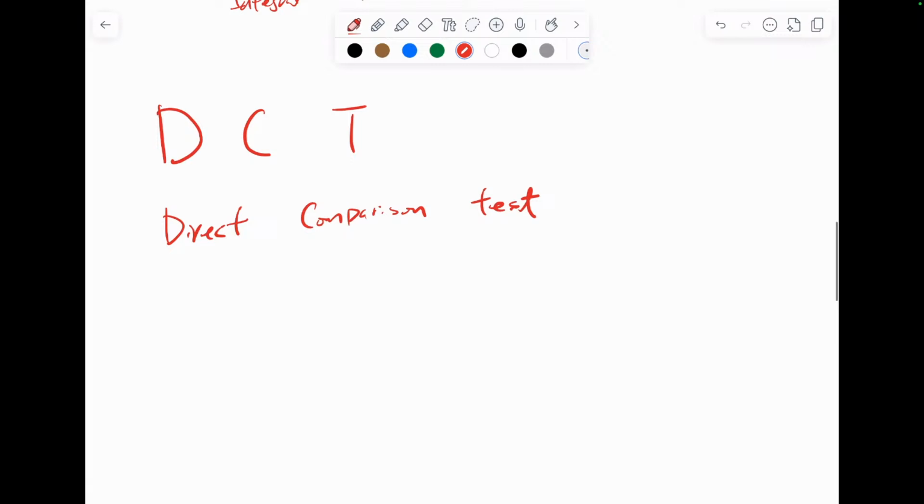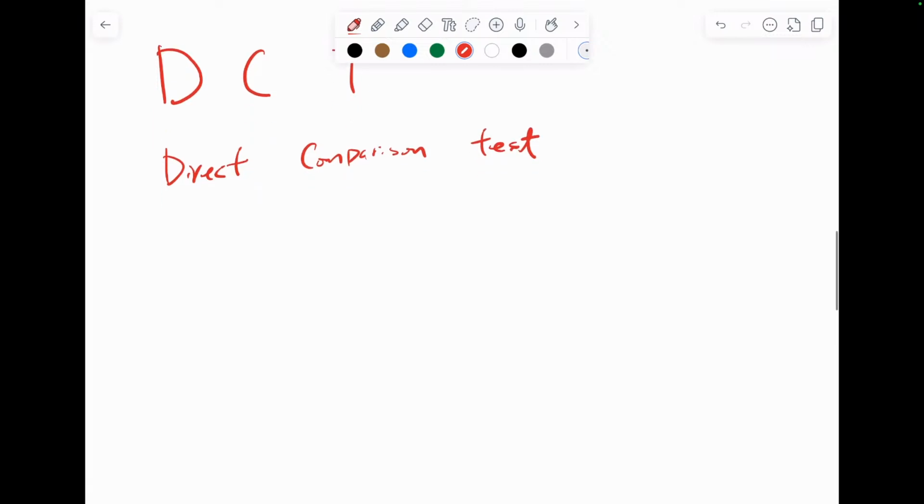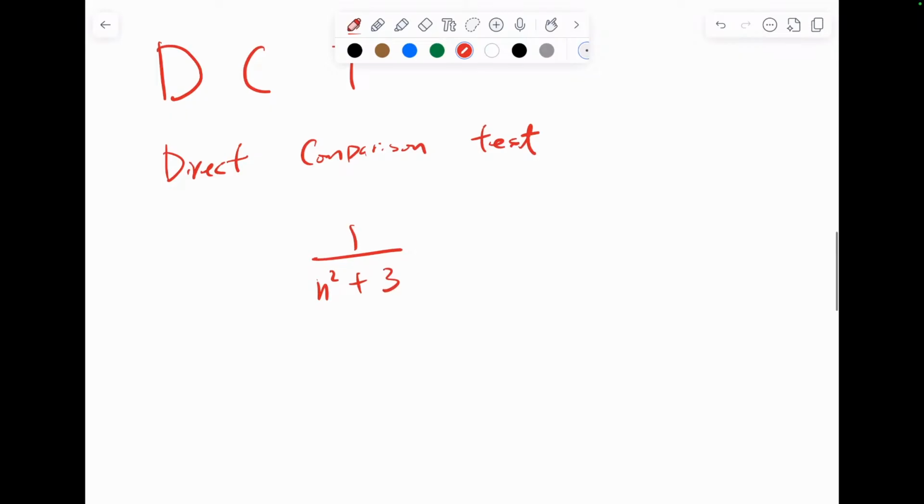So for example, we did 1 over n squared plus 3, right? This is some type of sequence. Can we use p-series here? No, because you're adding something, right? So you cannot use p-series, but it's very close to a p-series.